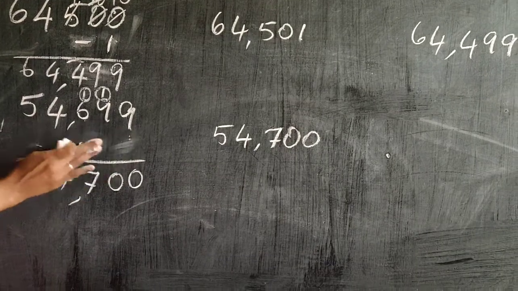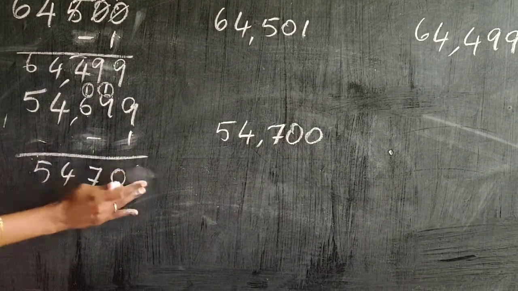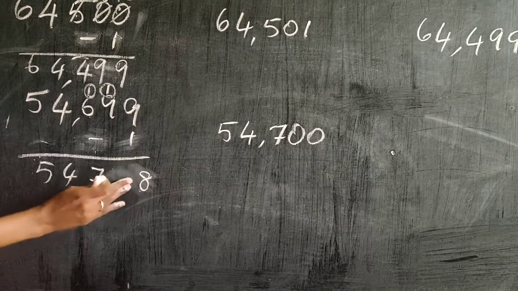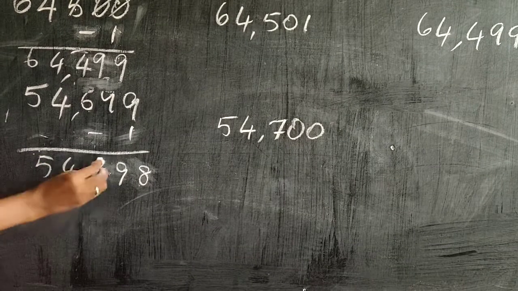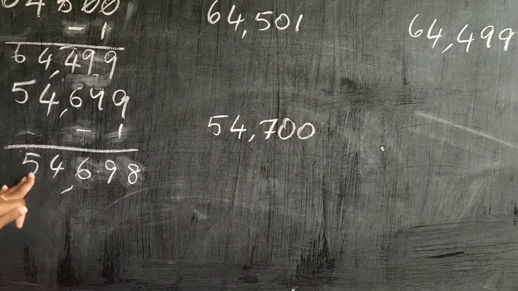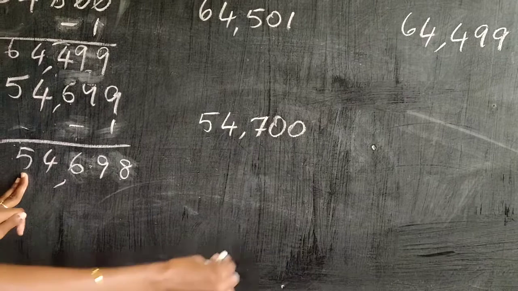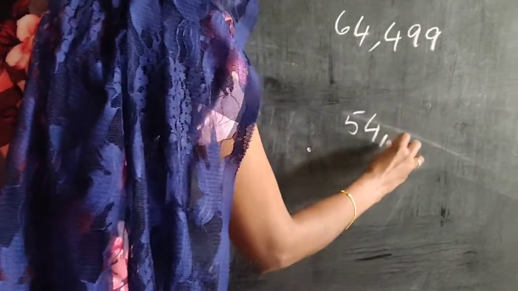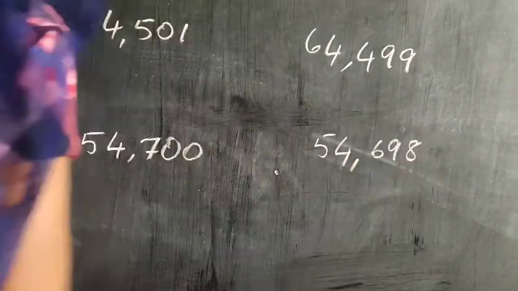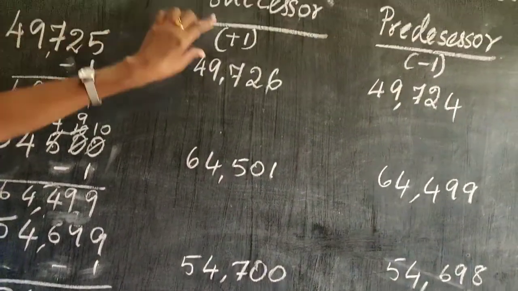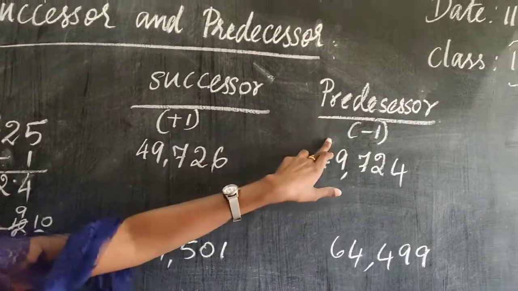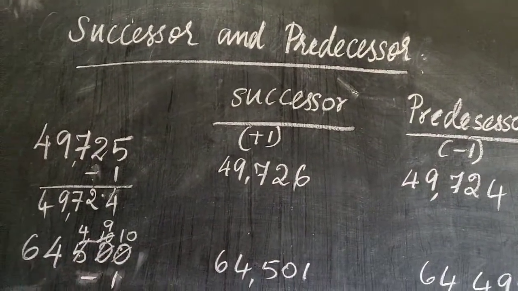And the predecessor of 54,699 is, you have to minus 1. So it will be 9 minus 1 is 8, and here it is 9, and this will remain 6. So the predecessor of 54,699 is 54,698. So this is the way we find the predecessor and the successor. Always remember, successor means you have to plus 1, predecessor means you have to minus 1.